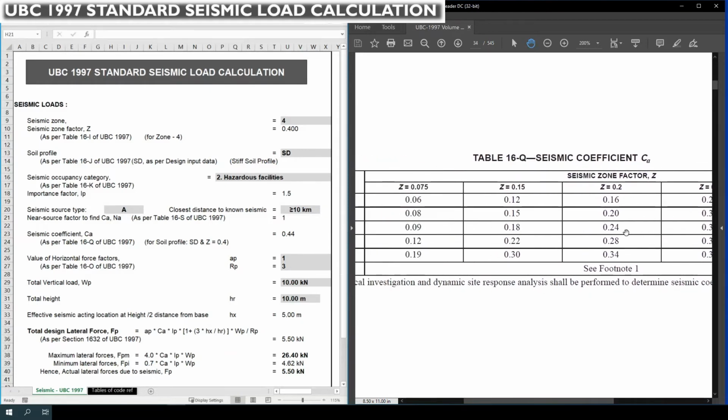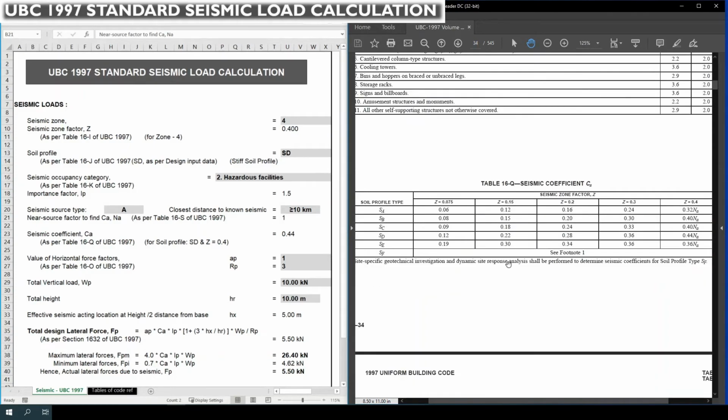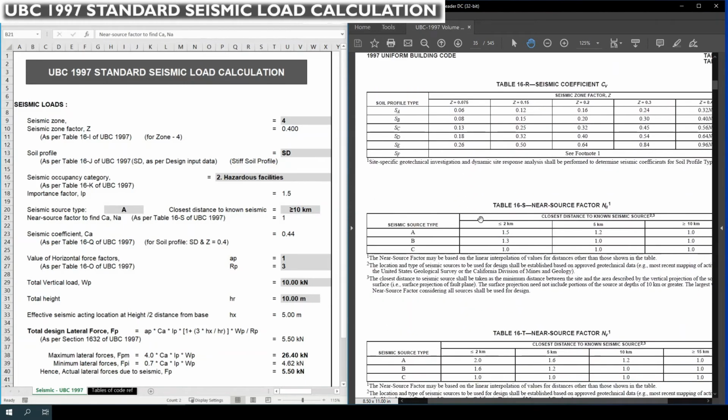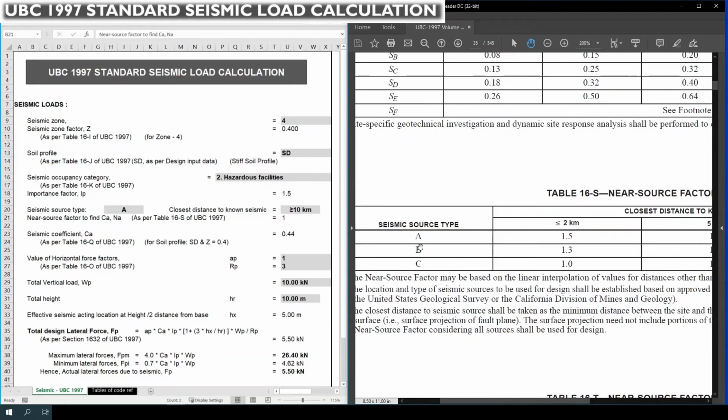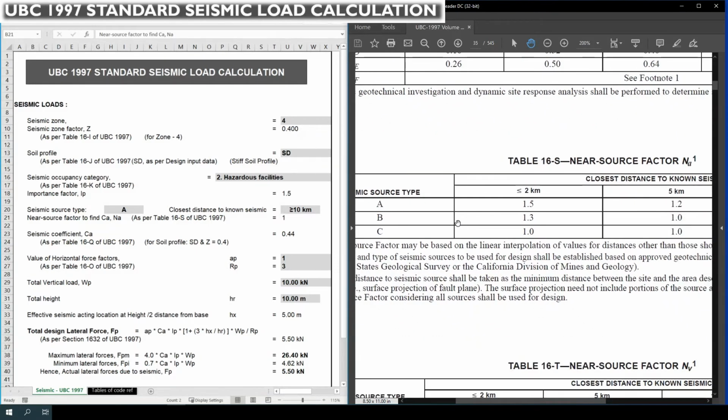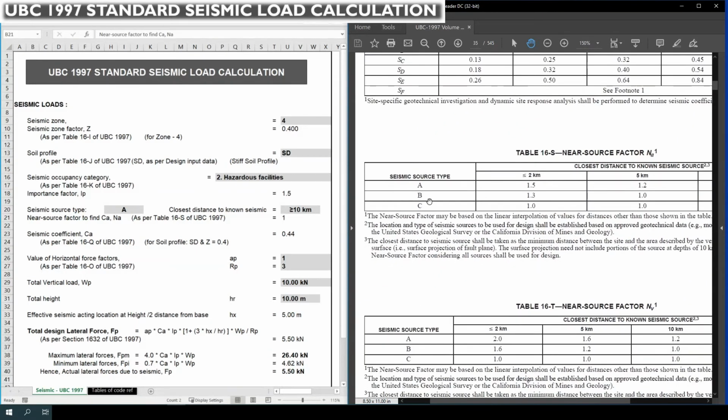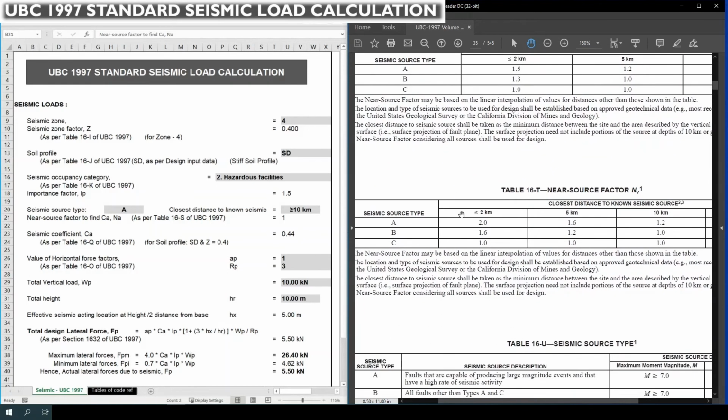This Na is nothing but the near source factor, which is defined in table 16-S of UBC 1997. For that we need to refer to page number 35, the next page. So here you can see table 16-S, based upon the seismic source type. The seismic source types A, B, C are defined in the table below.